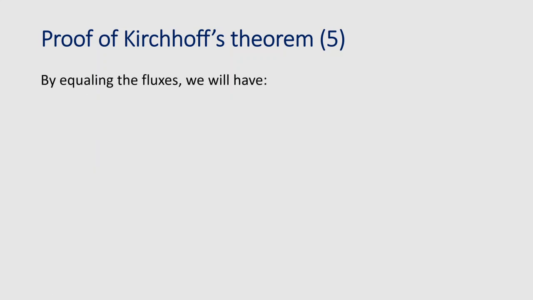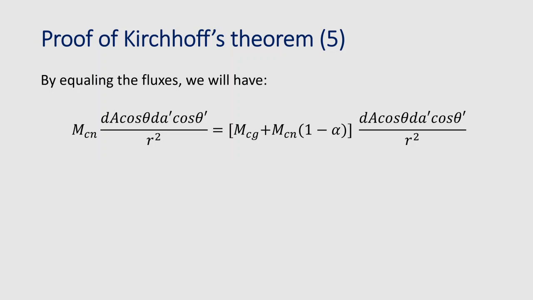So, if now we equalize the fluxes, what do we have? The energy emitted by the black body will be equal to the energy emitted by the gray body plus the quantity of energy reflected by the gray body back to the black body. All right? So what can we do?